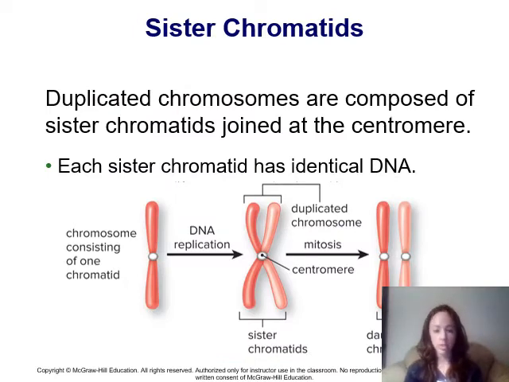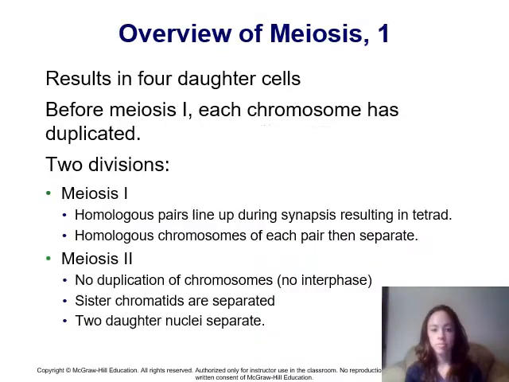So like in mitosis, DNA is replicated at the beginning of meiosis. When the chromosome is replicated, it forms two sister chromatids that connect at the centromere. The centromere, again, is the protein that holds the sister chromatids together, and each sister chromatid will have identical DNA. So after the DNA has replicated, the cell will now undergo meiosis 1 and meiosis 2.